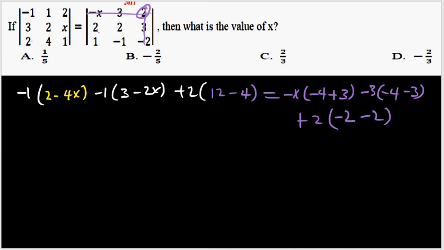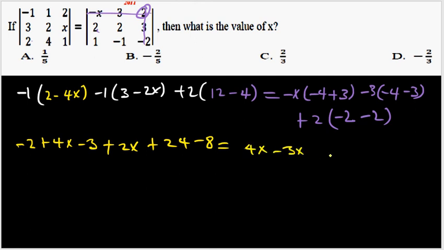Okay, now let us try to simplify. This negative will multiply each of them. So negative 2 plus 4x minus 3 plus 2x plus 24 minus 8 is equal to 4x minus 3x plus 12. Actually we can finish this one. Negative 7 times negative 3 is plus 21. Here also, negative 4 times 2 will be negative 8.